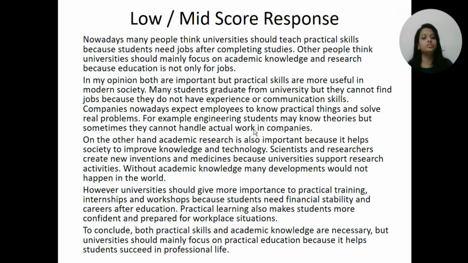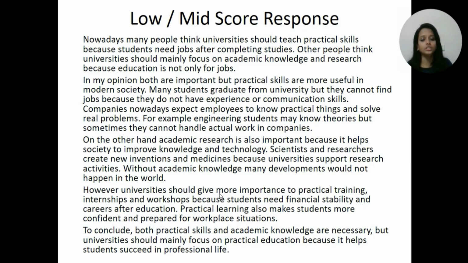For example, engineering students may know theories, but sometimes they cannot handle actual work in companies. On the other hand, academic research is also important because it helps society to improve knowledge and technology. Scientists and researchers create new inventions and medicines because universities support research activities. Without academic knowledge, many developments would not happen in the world.